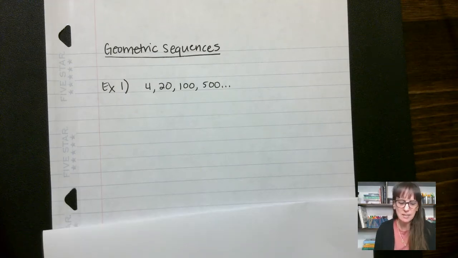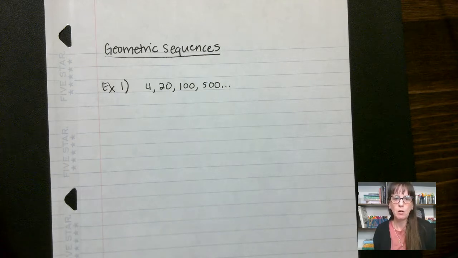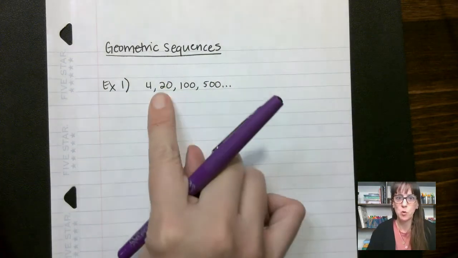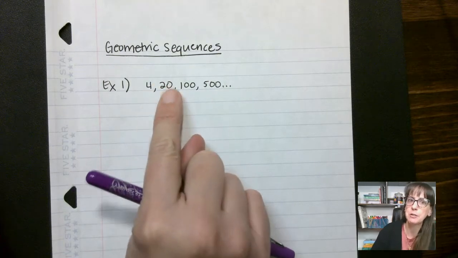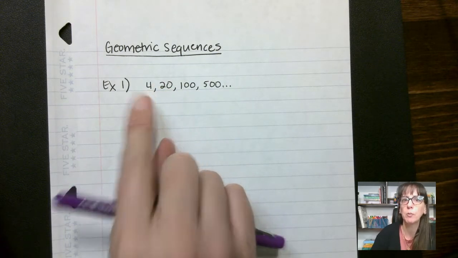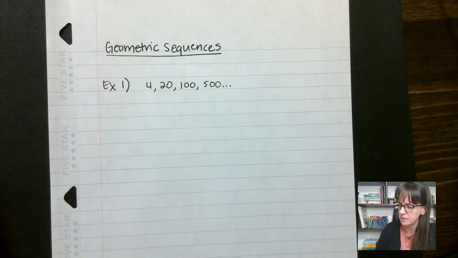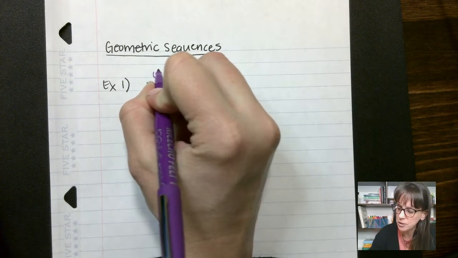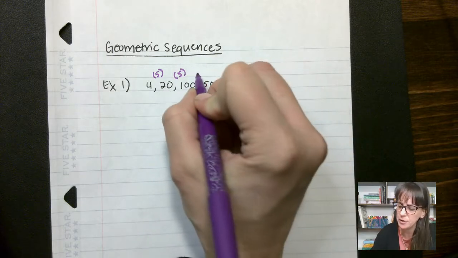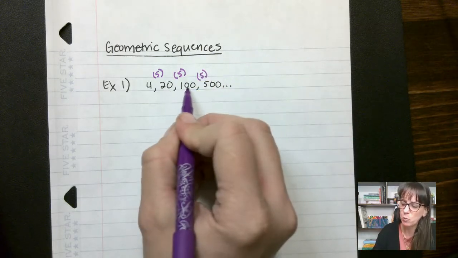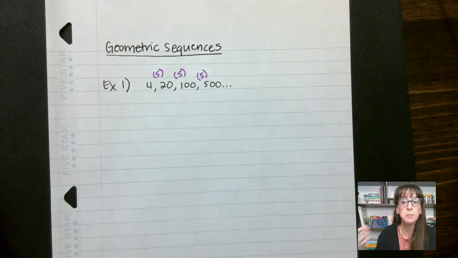Now, if you're looking at this and you're like, crud, I can't figure out what I'm multiplying by in order to get 20, what you can always do is take the second position and divide it by your first. If you do that, 20 divided by 4, we end up with 5. So our common ratio is 5. We are multiplying each of these by 5. And then 20 times 5 gives me 100, 100 times 5 gives me 500. So we're multiplying by 5.